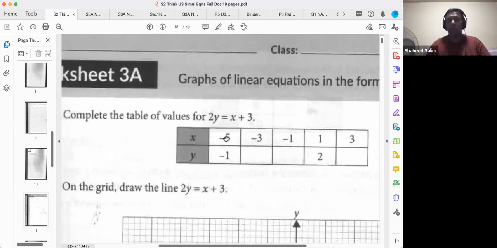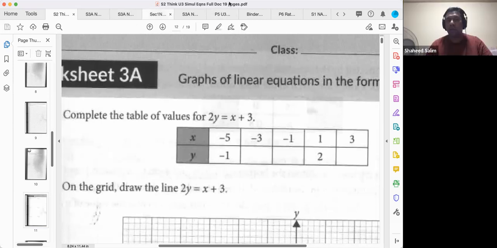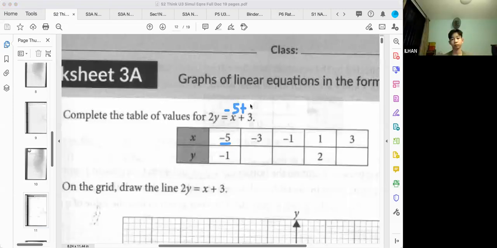No. Okay, let's say you want to find the value of y. They already give you the value of x. So now if you want to find the value of y, you must substitute. So let's say we substitute the value of x down here is -5, right? So we put -5 plus 3. Your answer is how much?